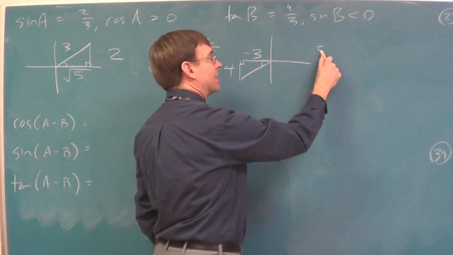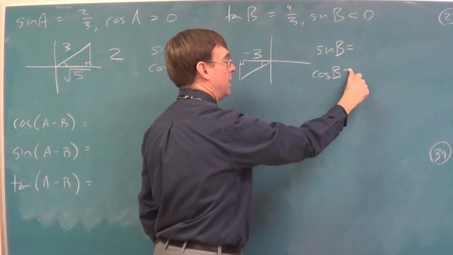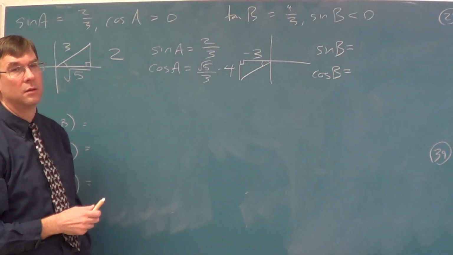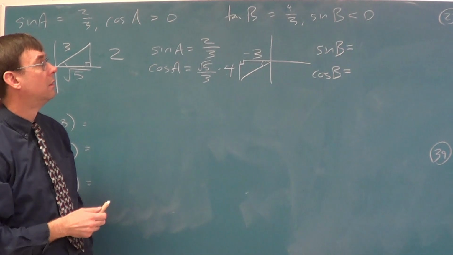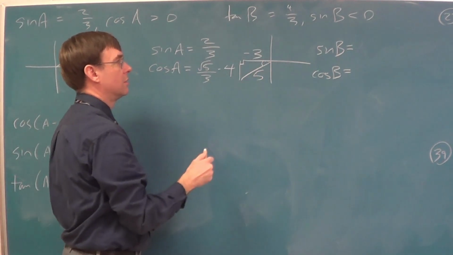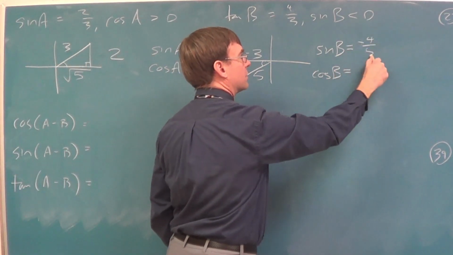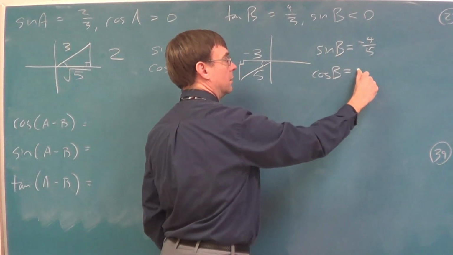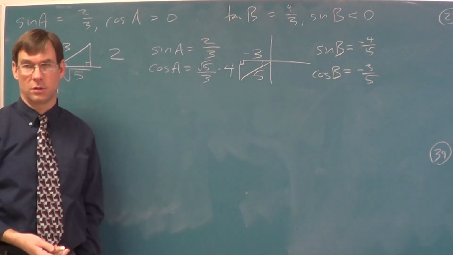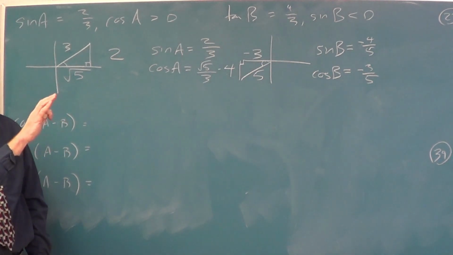The whole reason we do this is to identify the sine of B, which is news, and the cosine of B, which is news. What is the sine of B? Well, first I need the hypotenuse. 3, 4, 5. So sine, negative 4/5. Cosine, negative 3/5. That's a lot of work. We don't have any answers yet, but now the answers will flow freely. Question about any of that picture drawing?